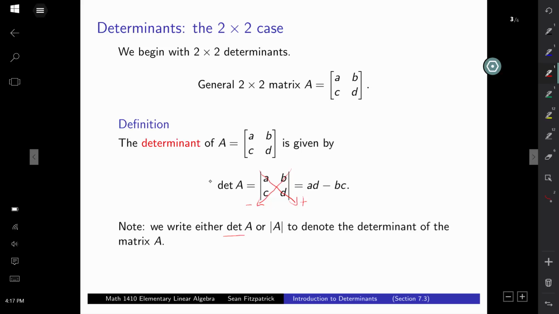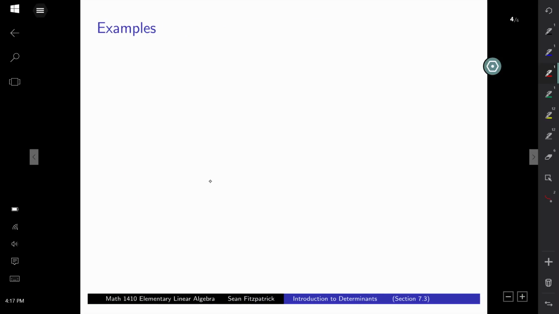You'll find either of these two notations, right? DET for determinant, or you'll sometimes see the vertical bars in place of the square brackets that we usually use for a matrix. So 2 by 2 determinants, we've seen those before. We know how to do them, right? We got lots of practice when we calculated cross products. Okay, let's do a few more just in case.